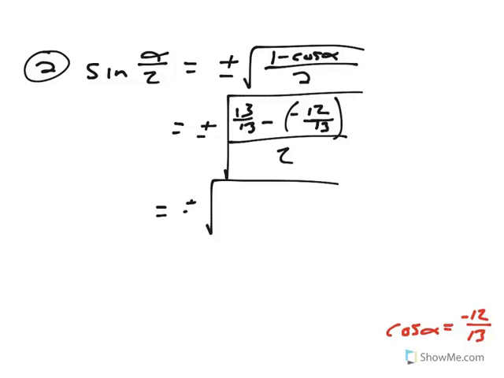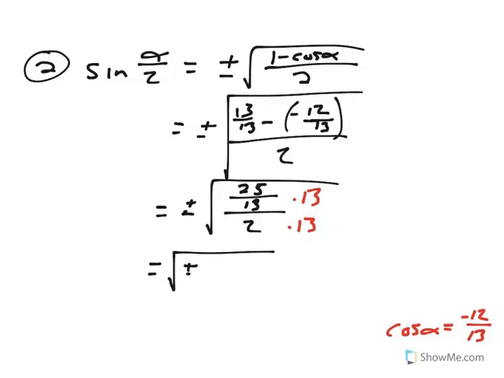13 minus a negative 12 is like 13 plus 12, which is 25. Denominators stay the same. At this point I have a complex fraction, which I don't want. So I'm going to multiply the top and bottom of this fraction by 13. Lots of different ways that you could proceed from here. That's one option. In the numerator, the 13s cancel, so you get 25. Sorry, I wrote my plus or minus here in the wrong spot. Plus or minus radical 25, and then 2 times 13 is 26.